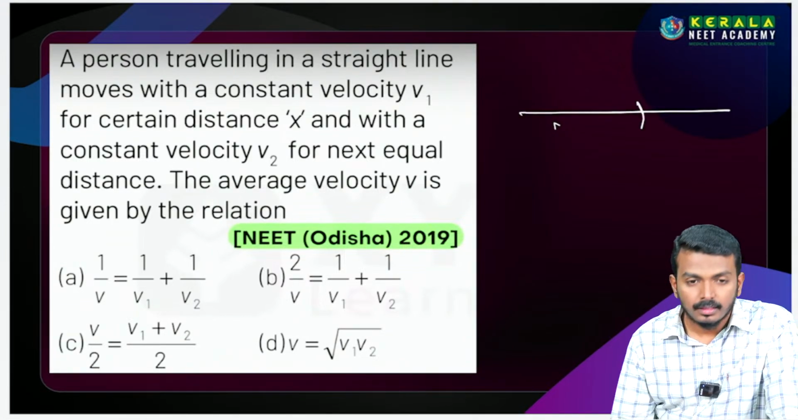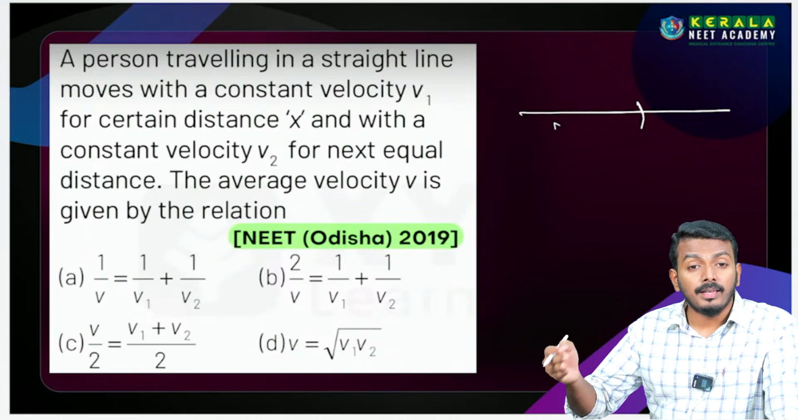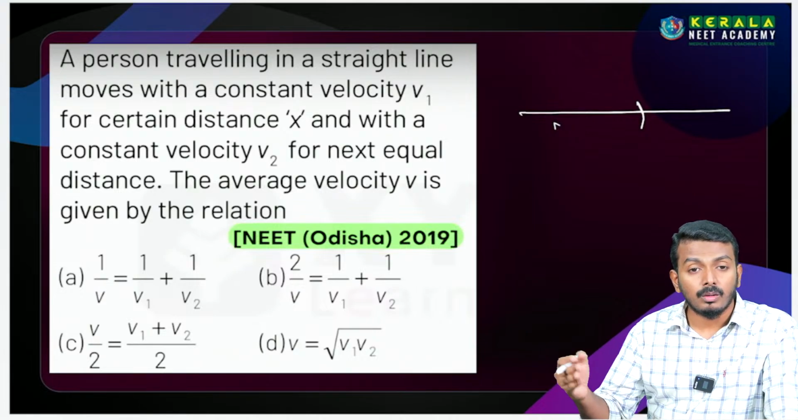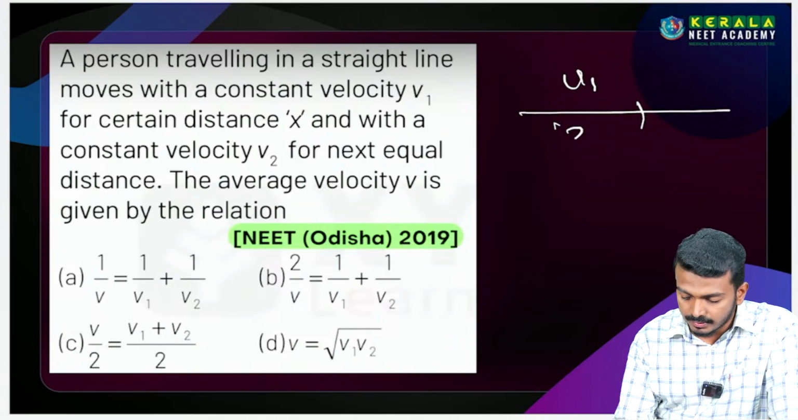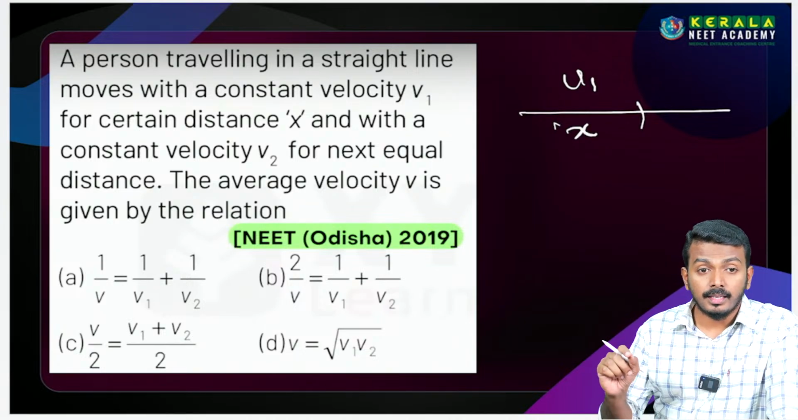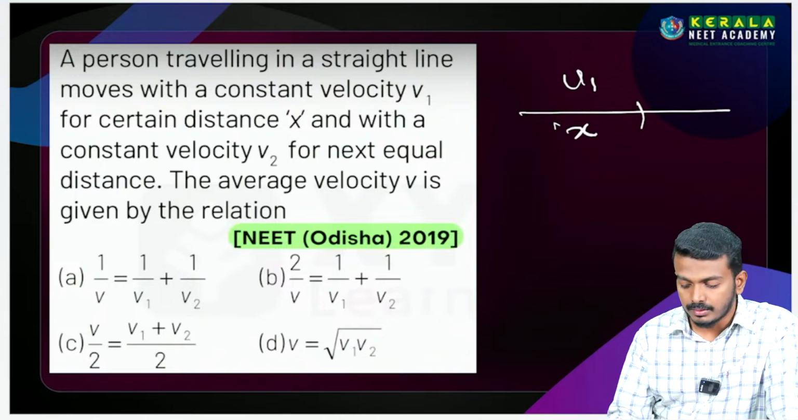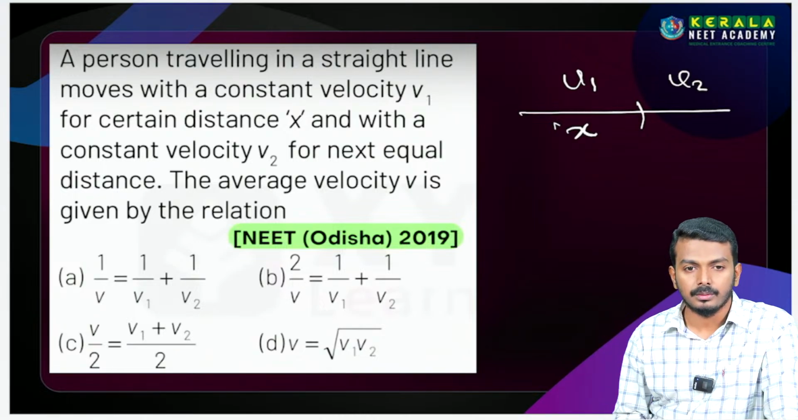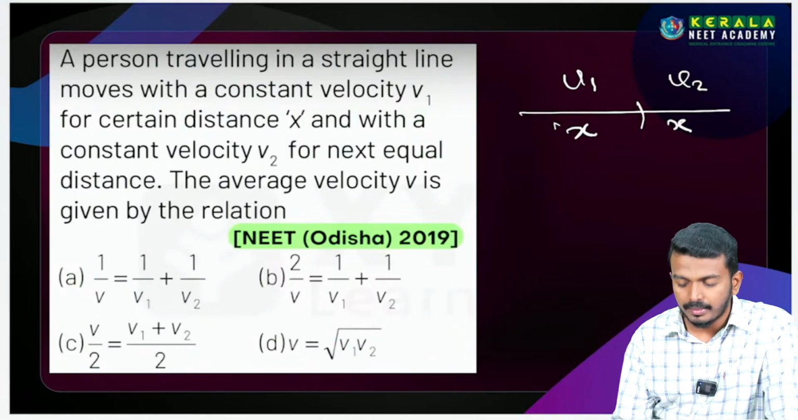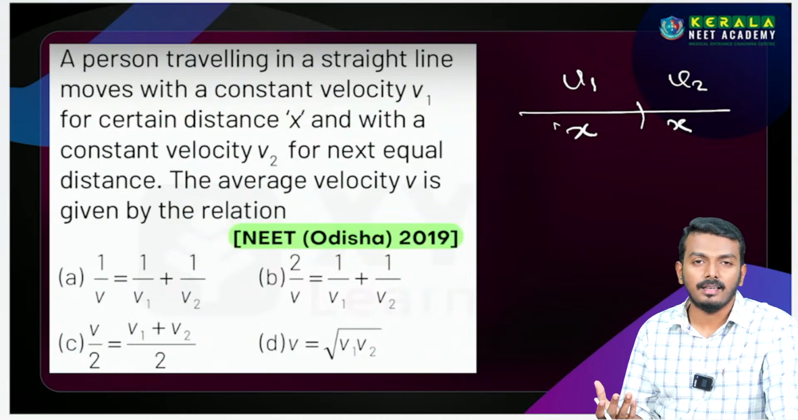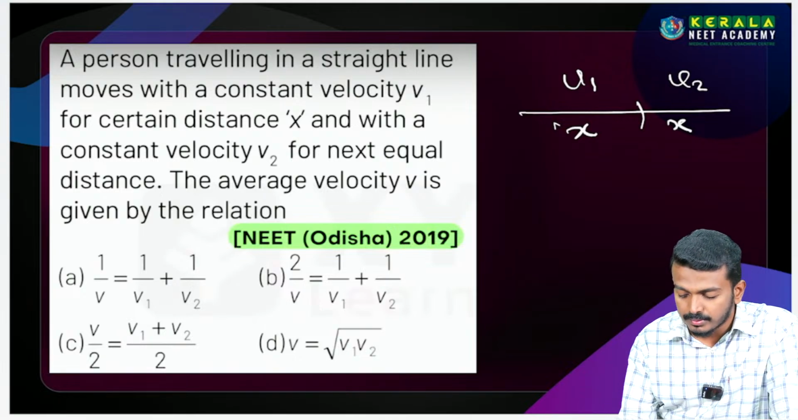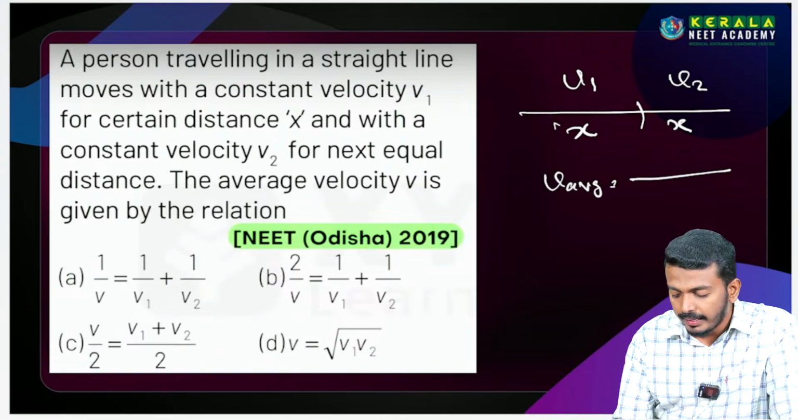Listen. A person traveling in a straight line moves with a constant velocity. What is the velocity of the body? v1, for what distance? x. Then with a constant velocity v2 for the next equal distance. So the distances are equal. If the distances are equal, what simple formula can you use? If the distances are equal, then you can find the average velocity.